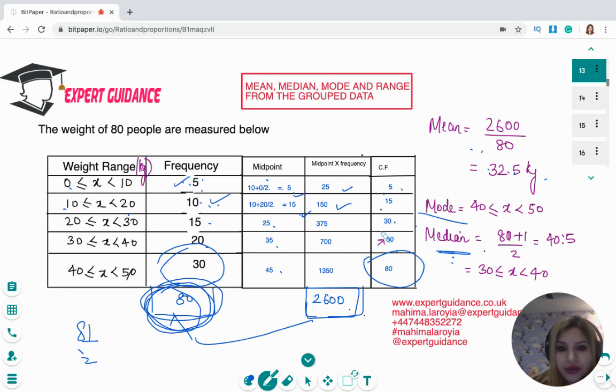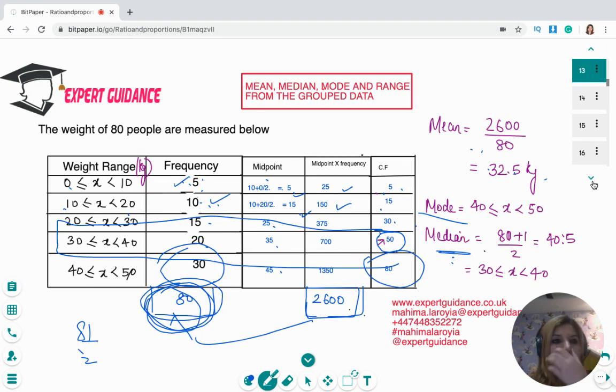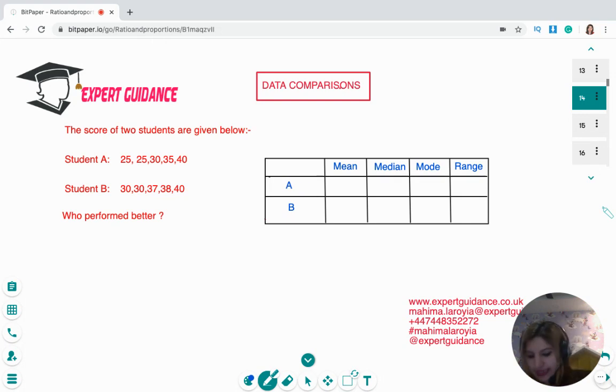Now here, the cumulative frequency tells me that the 31st to 50th values are in this range. So this range will be my median, which is 30 to 40. So I hope that how to work out from grouped data is clear to you.